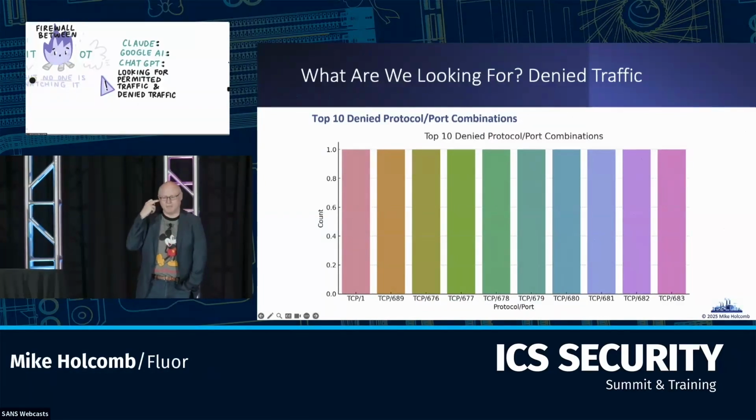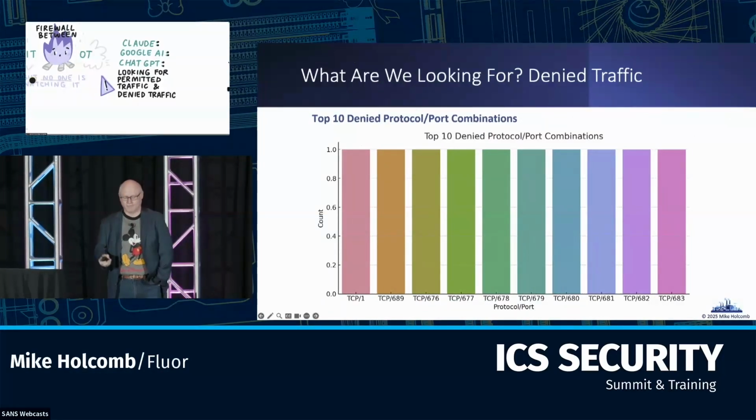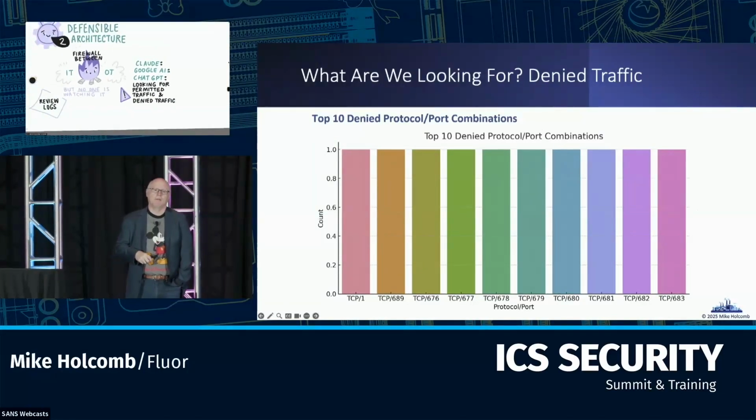So here is a ChatGPT chart, a little different. Here are the top denied protocols, the top 10 ports. And you see ports 1689, 676, 677, 678, 679, 680. If this was an attack, what type of attack would it be? More than likely, it's just a port scan. So if there's a port scan going on in the environment, we want to know about it.